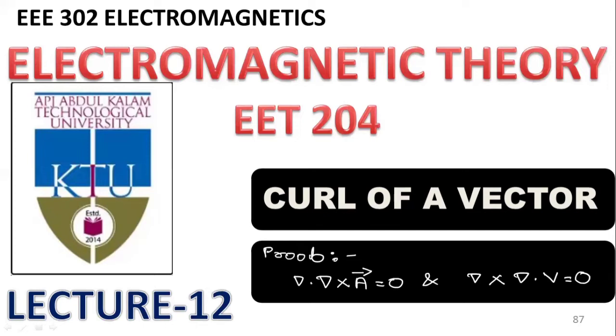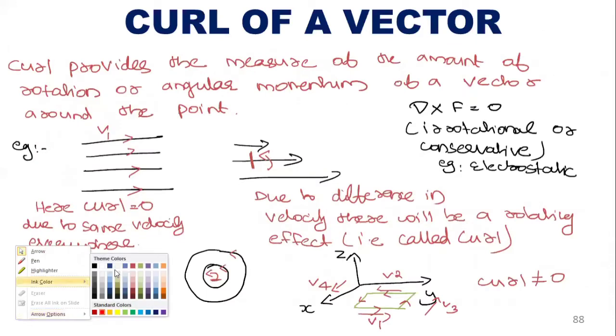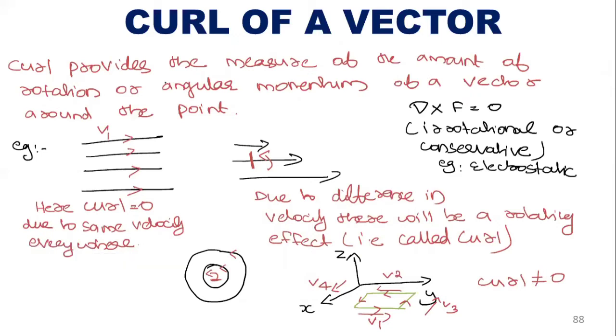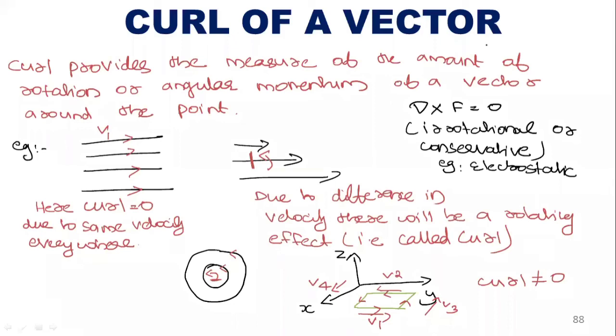Okay. So curl of a vector means, just like you have studied gradient and divergence, curl provides the measure of the amount of rotation. So curl is all about rotation. The Malayalam meaning of curl is also related to rotation only. So the curl provides the measure of the amount of rotation or angular momentum of a vector around a point.